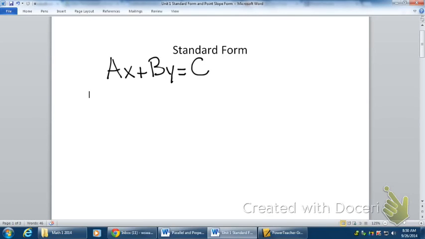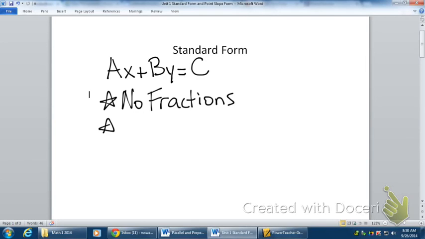Also, the main thing about this is there can be no fractions. Put a little star. No fractions. That's a biggie. If there are fractions, you're going to have to change them to whole numbers or integers, which I will show you how to do. So standard form, the main things to look at are x and y on the same side, and there can be no fractions.